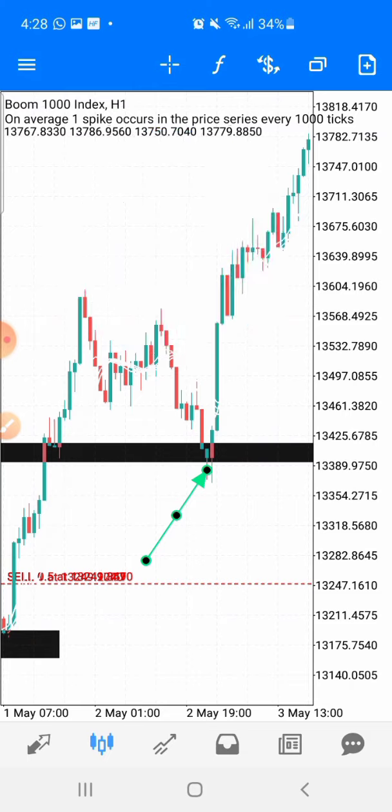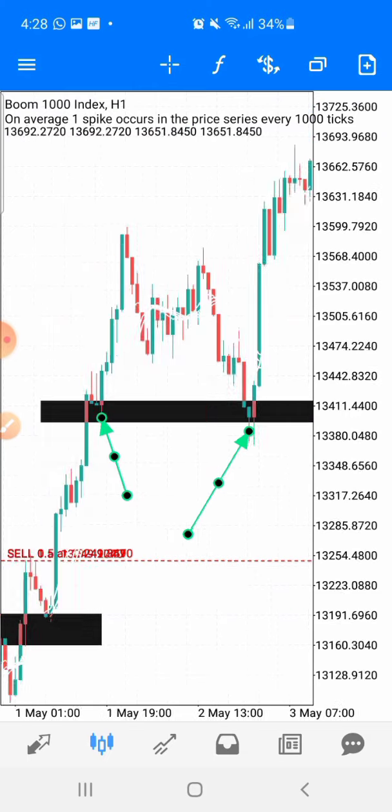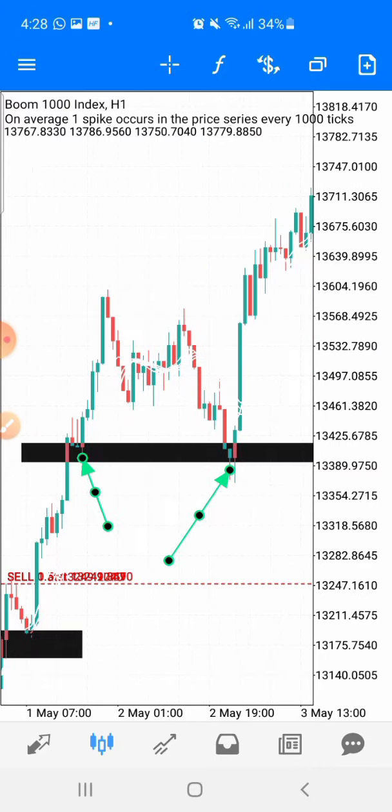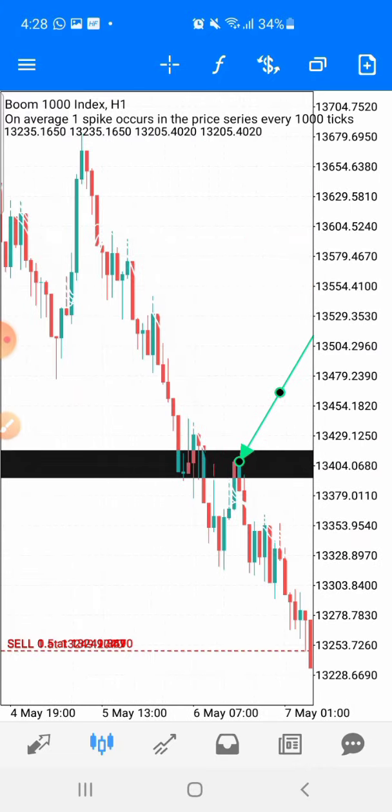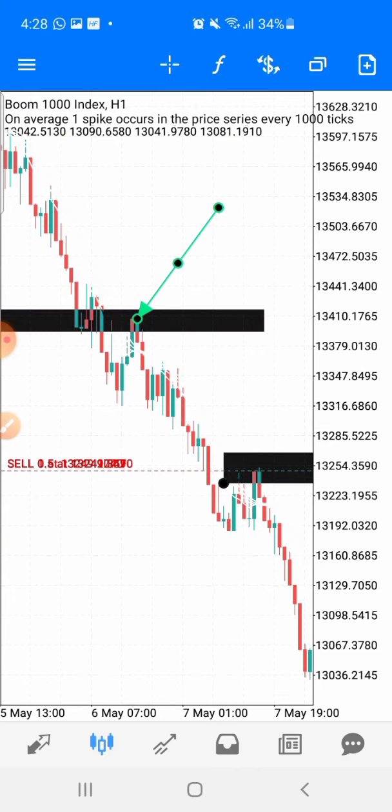Even here, you can still see it as a support right there. So that same level served as support at that point, and currently the price has broken that level, came back to the level to retest it. So at that point you should enter a sell after the retest.